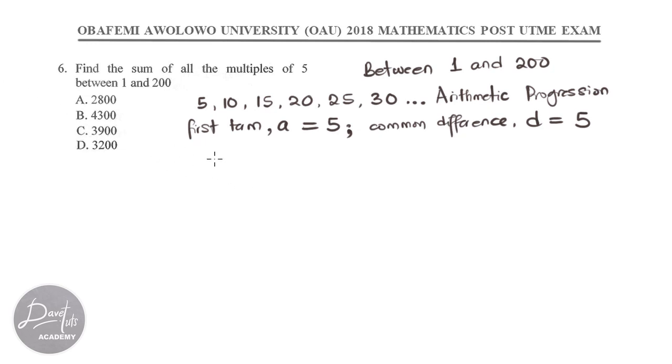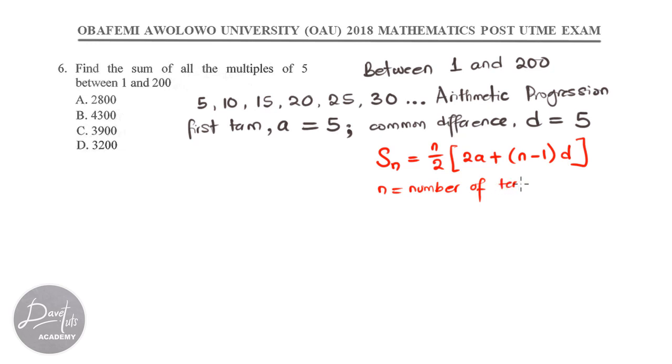But now that we know that 200 is not included, we can try and see how we get the sum of the terms between 1 and 200. Now, generally for an AP, an arithmetic progression, the sum of the first n terms is given as n over 2 into 2a plus n minus 1 d, as written. But now we have a and we have d, but we don't know n. We don't know the number of terms. So how do we go about finding the number of terms?